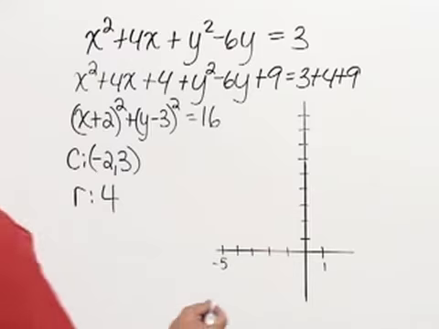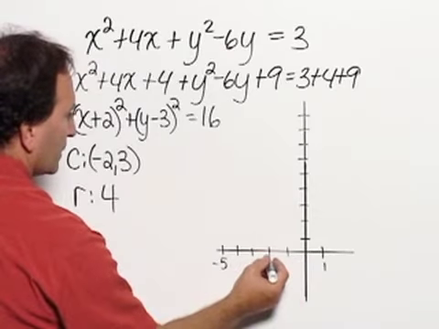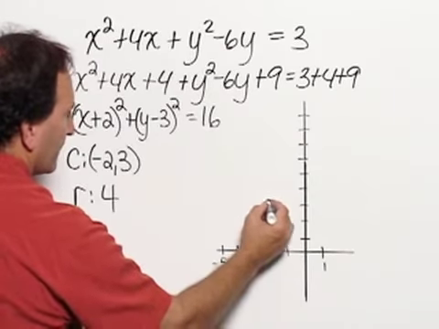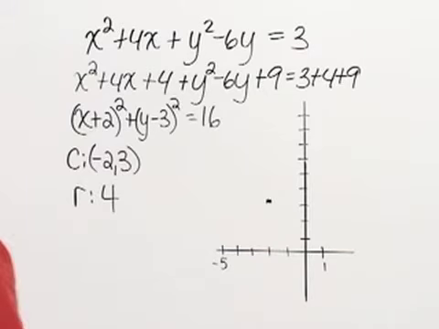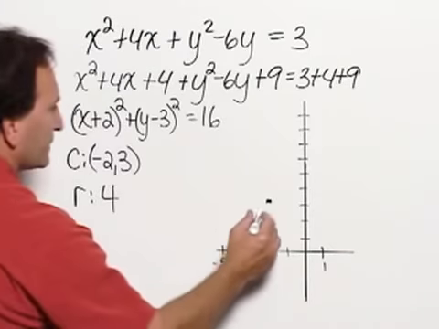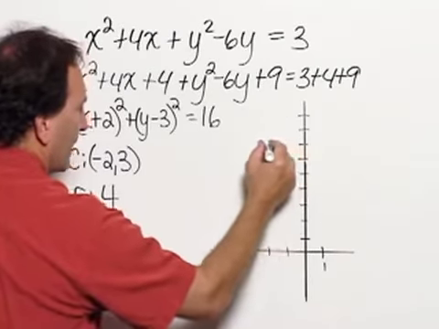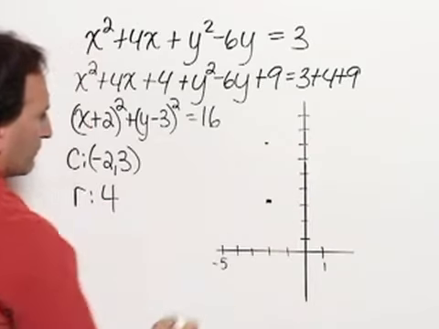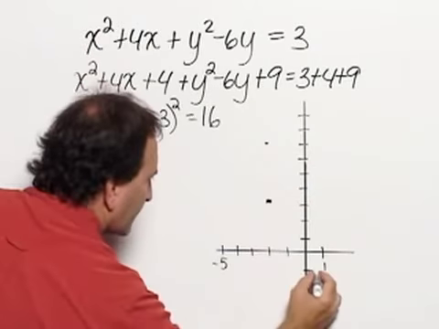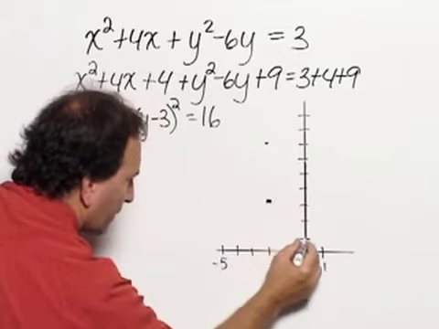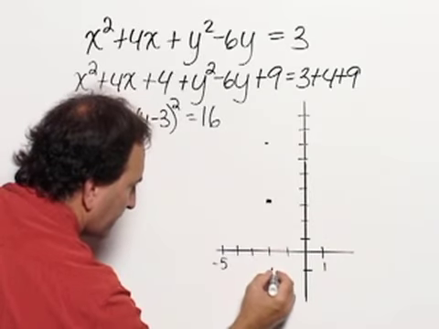So to graph that, I go to negative 2, comma 3. And that's my center. Then I have a radius of 4. So I would have to go up to there, right directly above it, come down to 4, 1, 2, 3, 4 would be here.